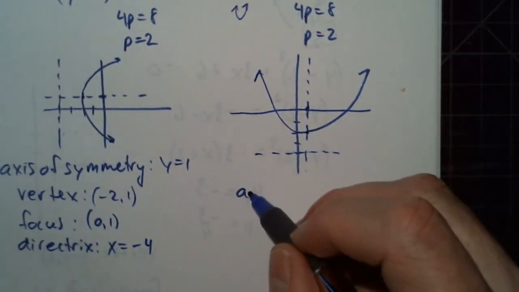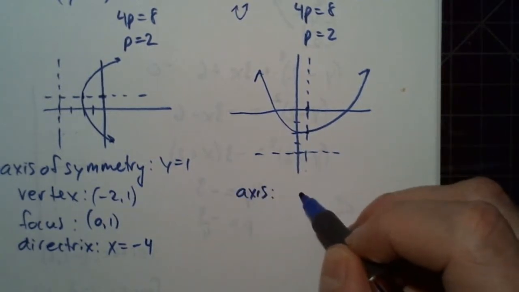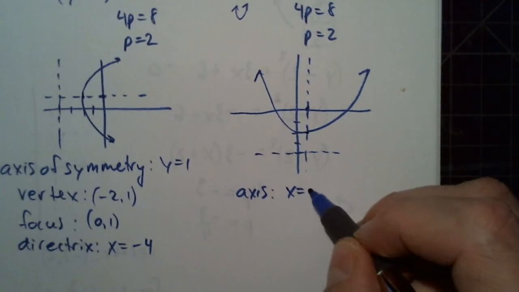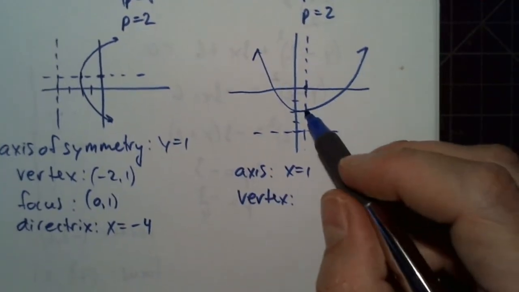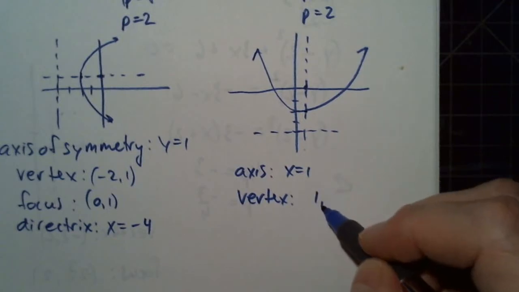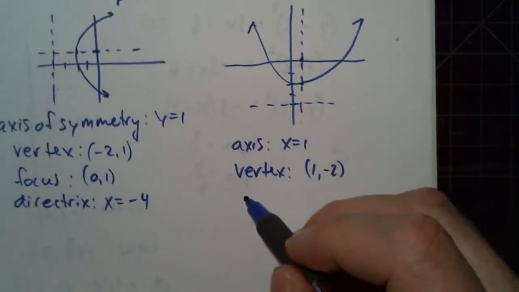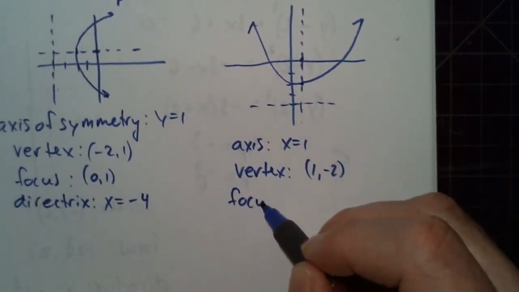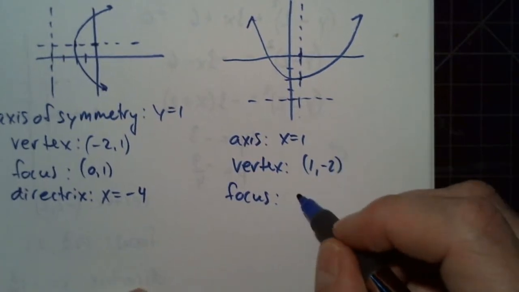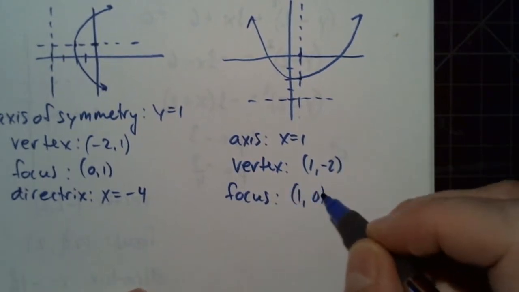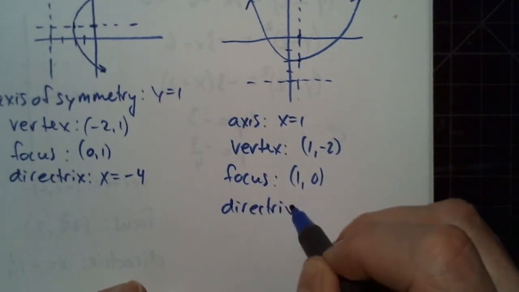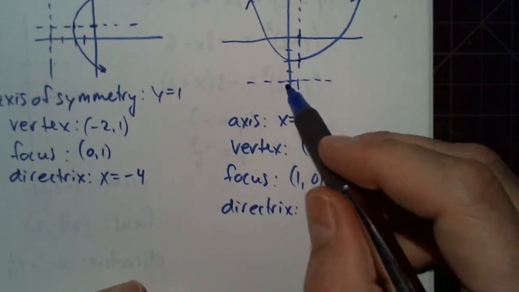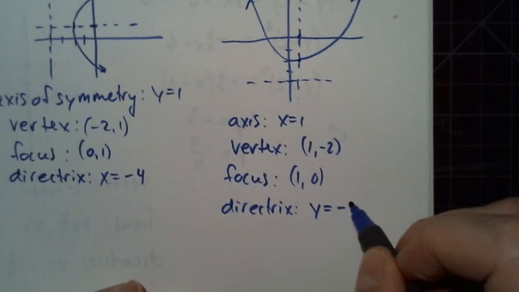So we have axis of symmetry is x equals 1. Vertex is 1, -2. Focus is 1, 0. Directrix, 1, 2, 3, 4. Y equals -4.